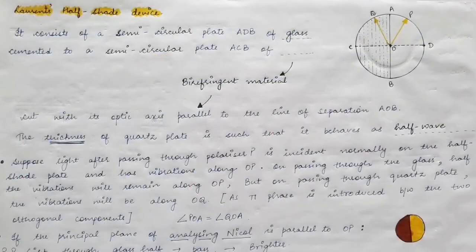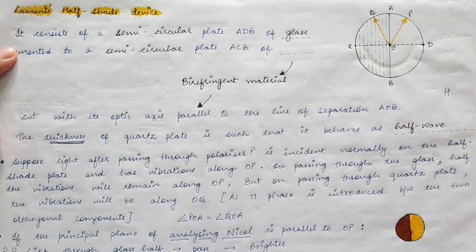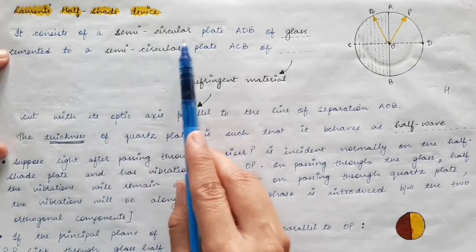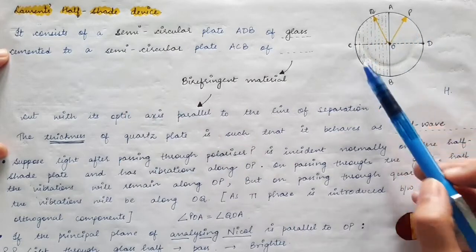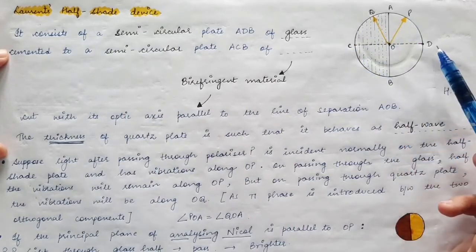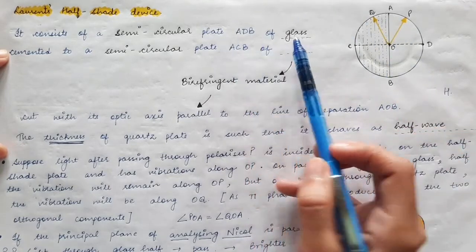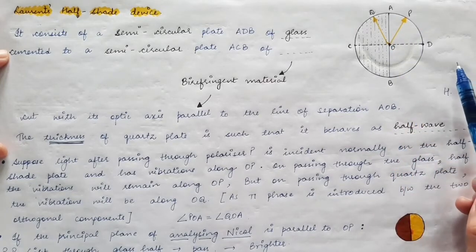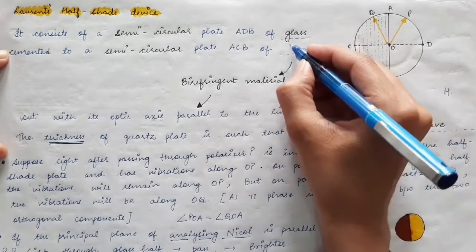Now we are going to see the construction and working of the Lorentz half shade device, which we represented by H in the previous diagram. Now the Lorentz half shade device consists of a semicircular plate. So this device is actually in the form of a circular plate, but half of the region of this plate is made up of glass. So this region ADB is made up of glass, and the other half of this circular plate is made up of quartz.